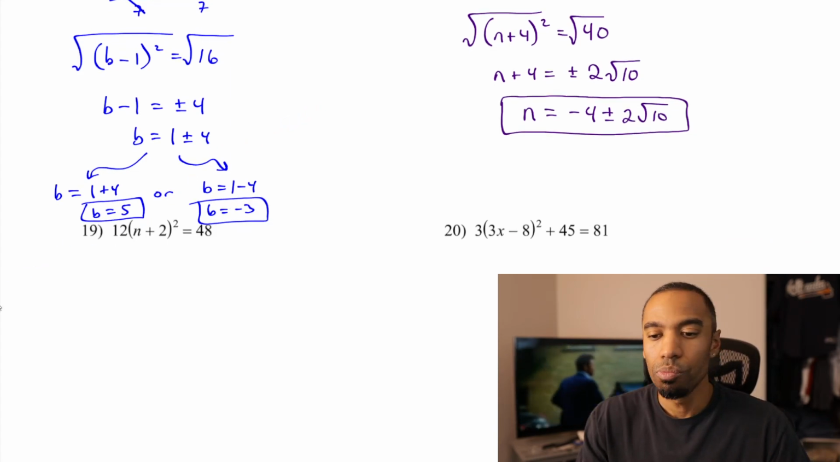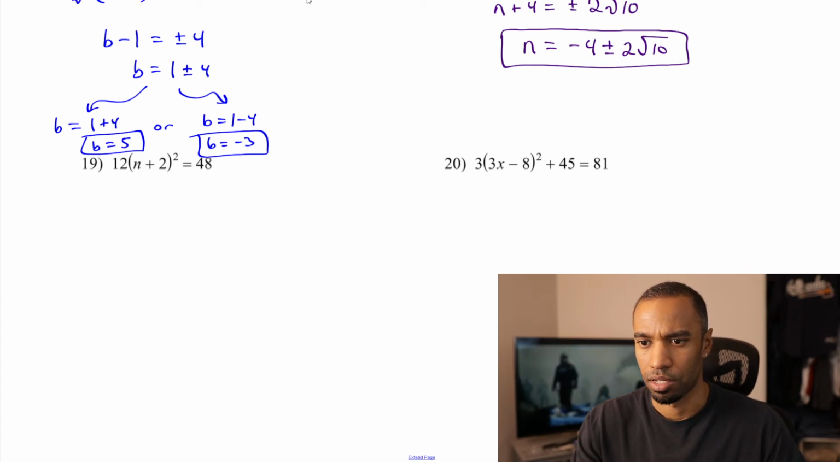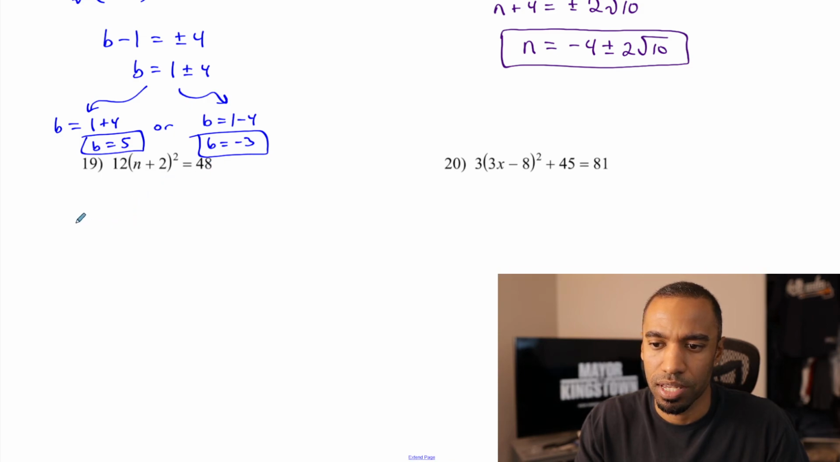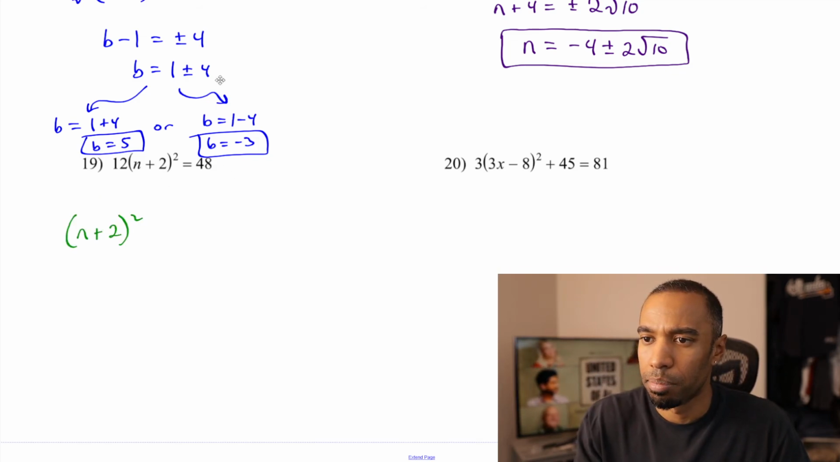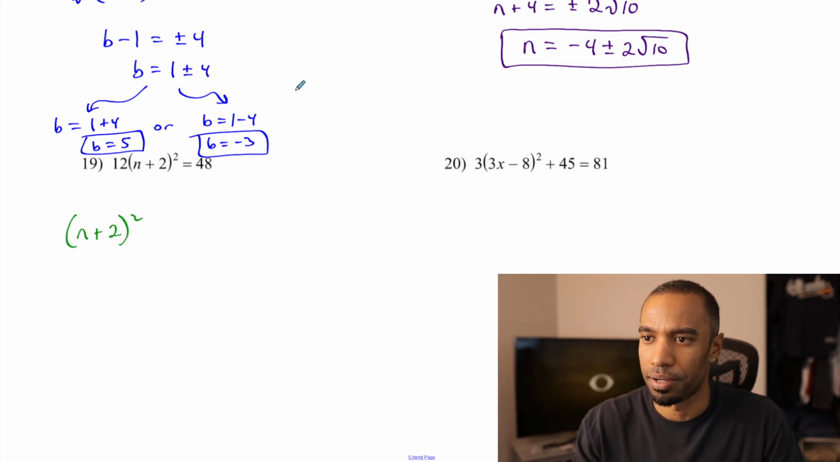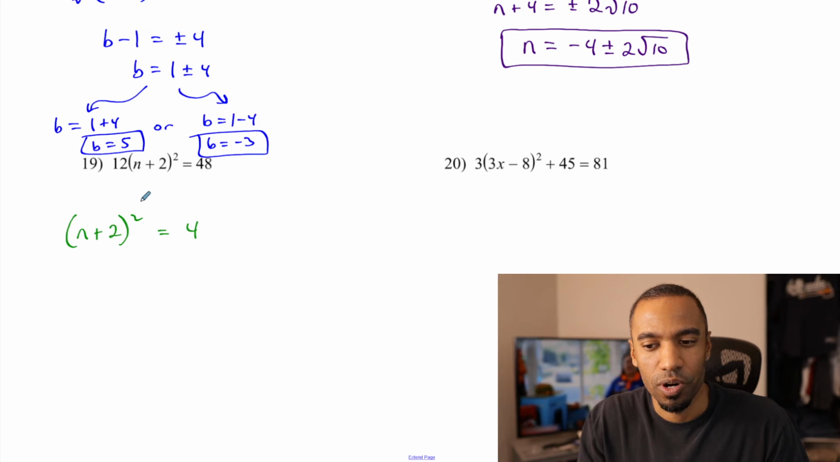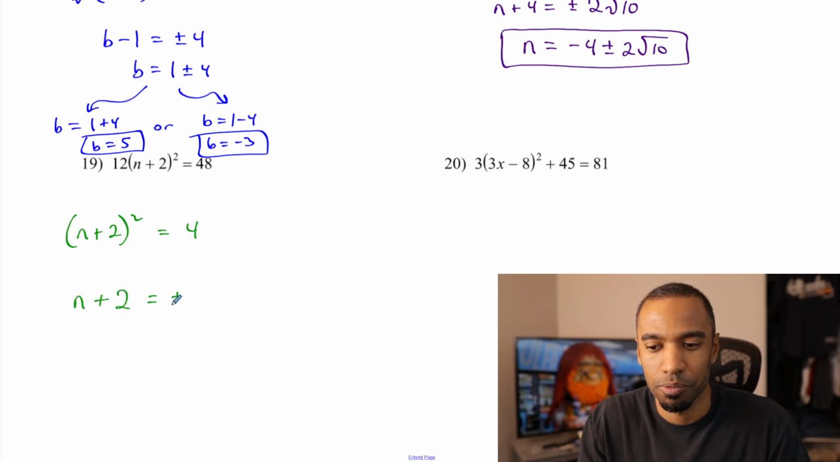All right, 2 more problems, guys. We're almost done here. This problem doesn't look any harder, actually, than the previous one. So, number 19, we divide 12 from both sides here, and we're going to get n plus 2 quantity squared. I want to keep consistent. Let's use green. N plus 2 quantity squared here equals 4. I'm going to take the square root of both sides without drawing the square root symbol. Let's see if you're comfortable with that. N plus 2 equals plus or minus 2.